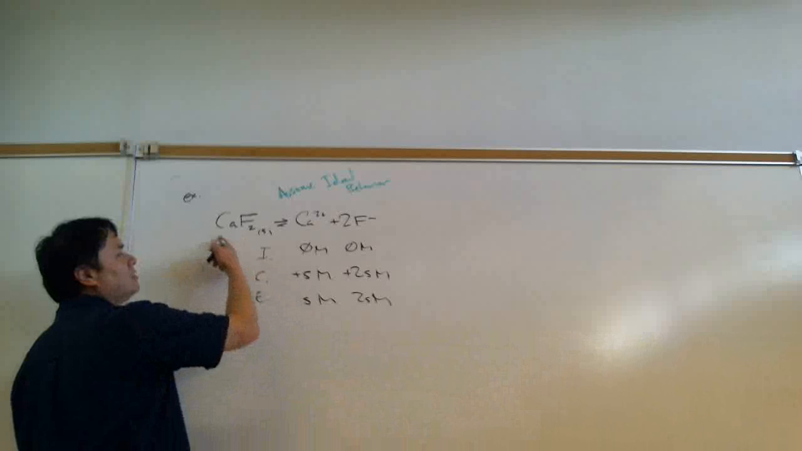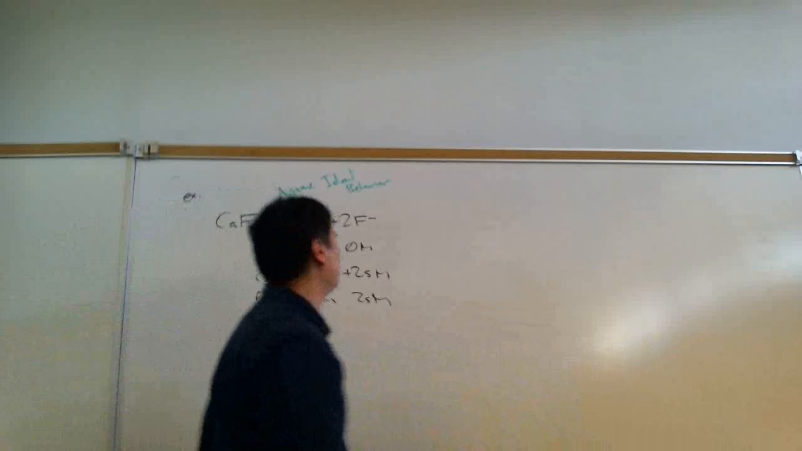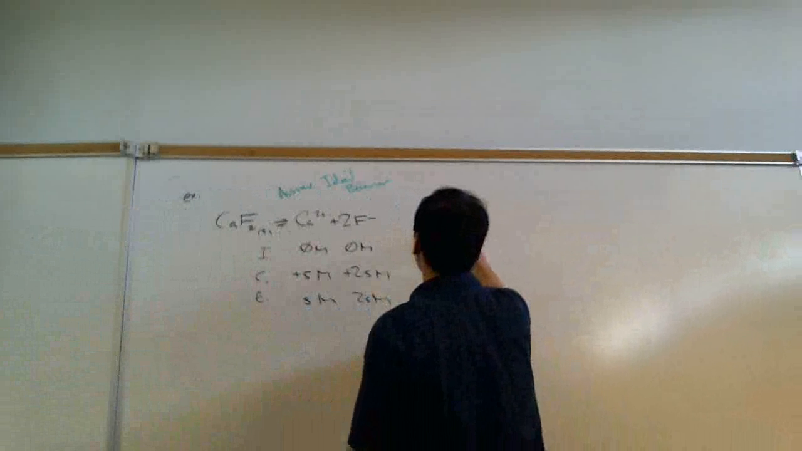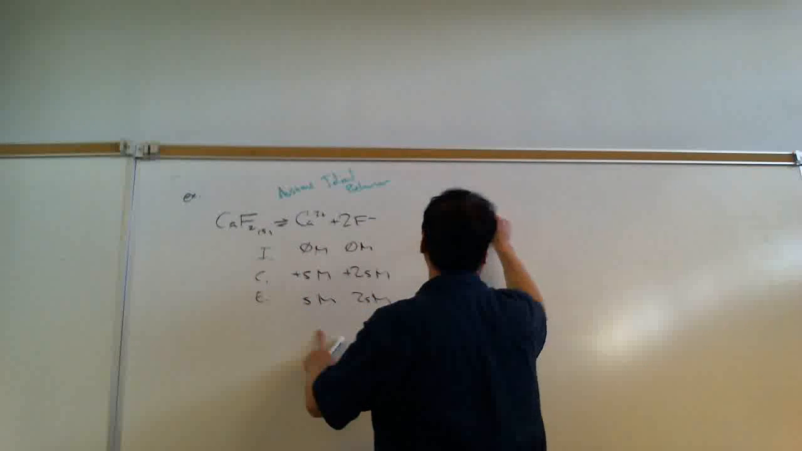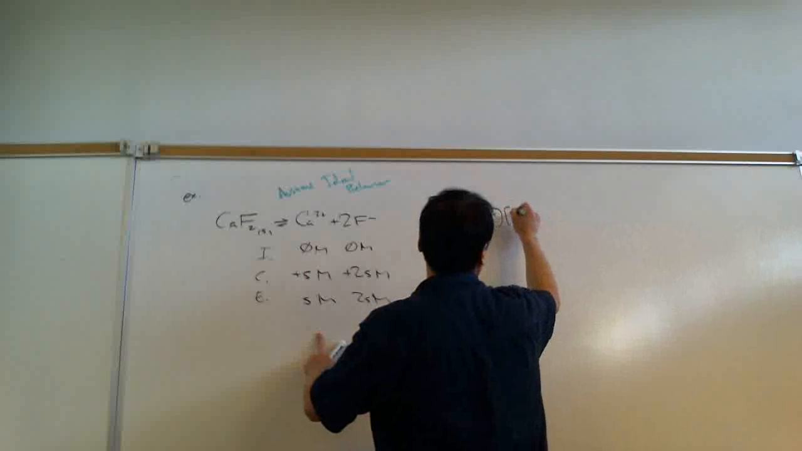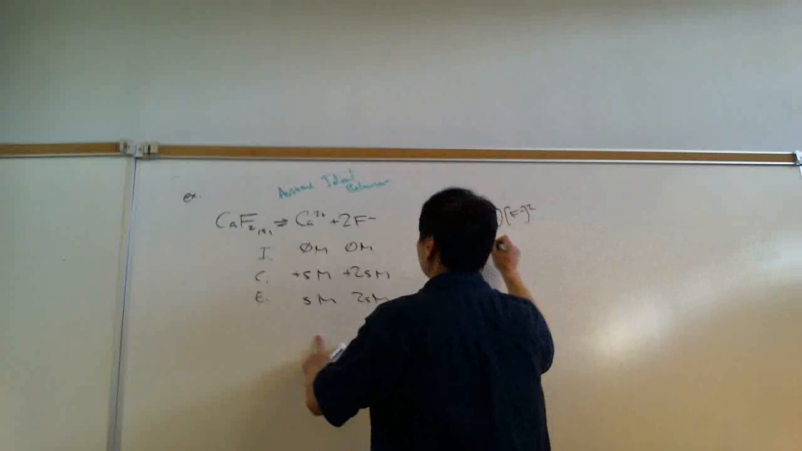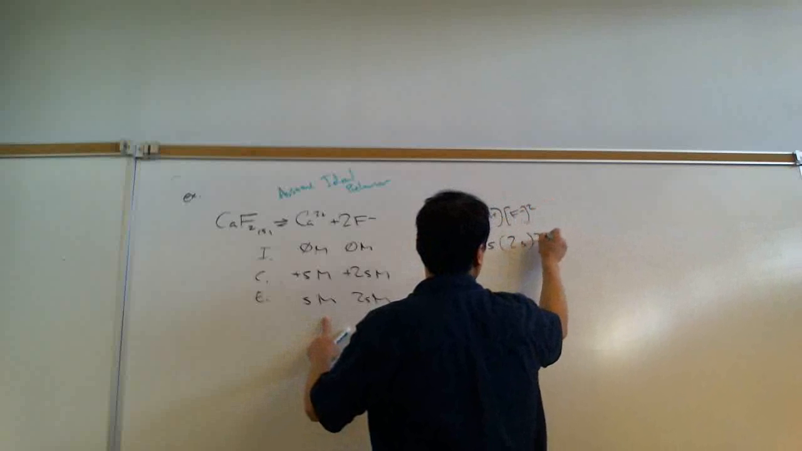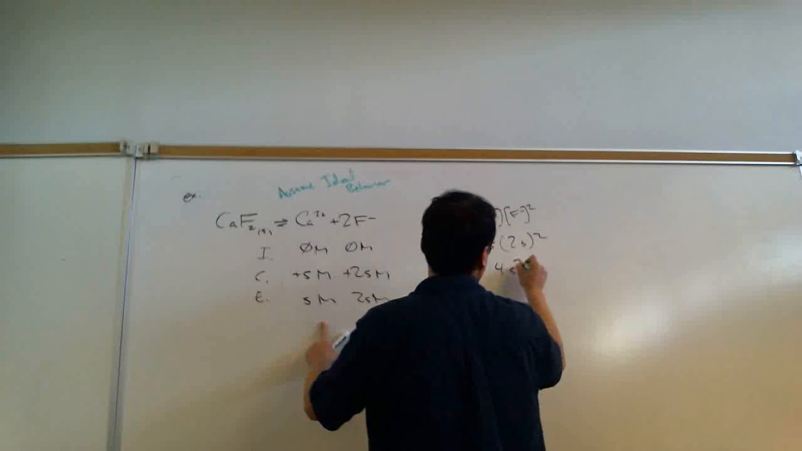How many moles of calcium fluoride can we get to dissolve in a liter? And so here the KSP is equal to the calcium concentration times the fluoride concentration squared, which is going to be S times 2S squared, which is going to give us 4S cubed.